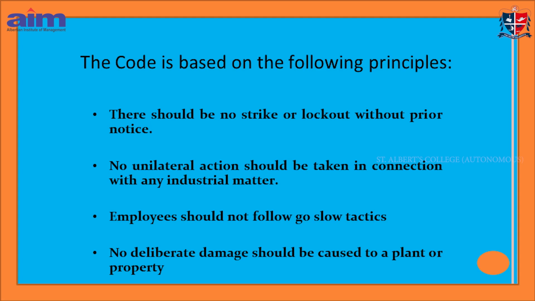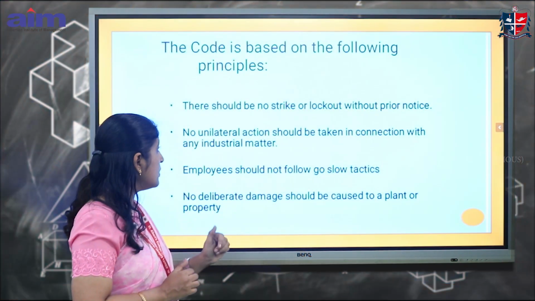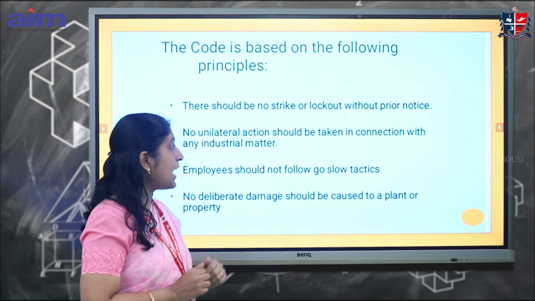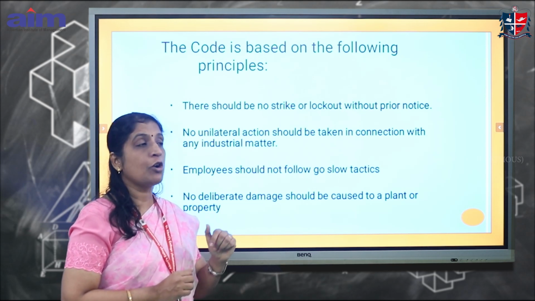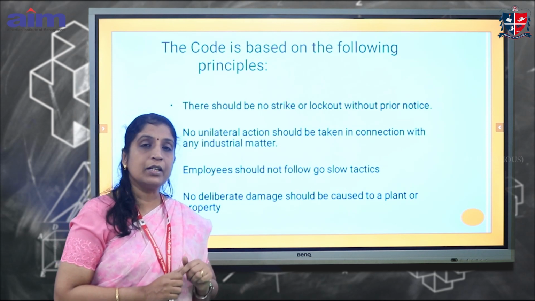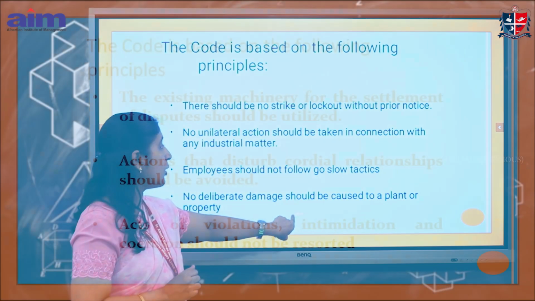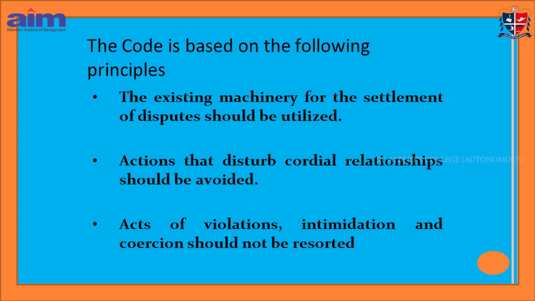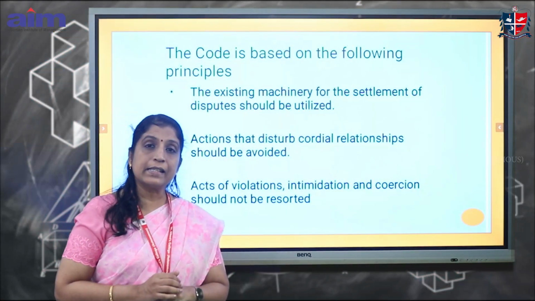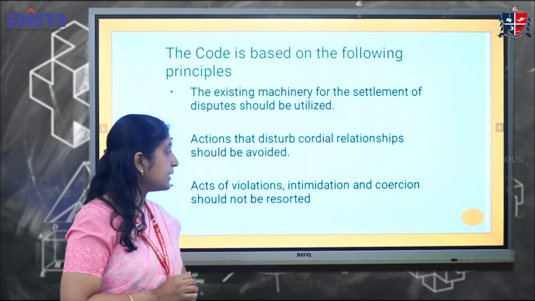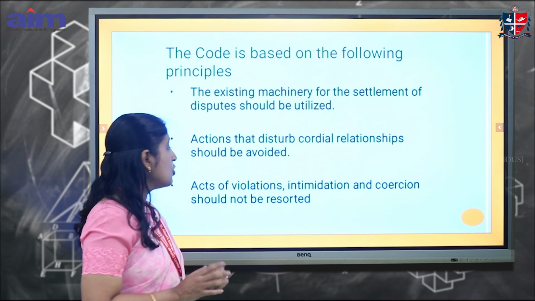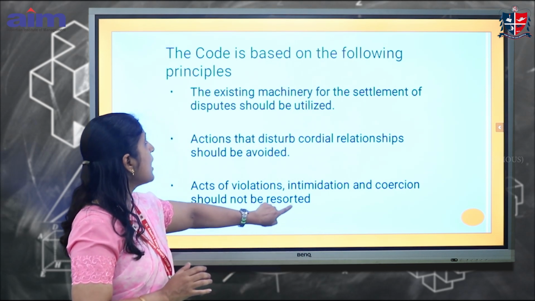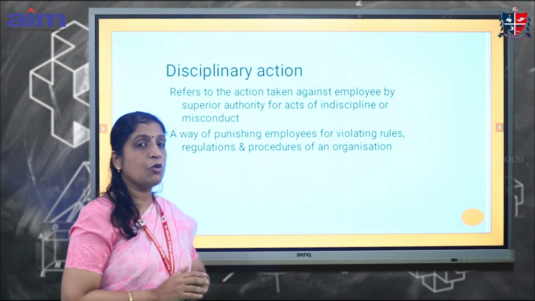There should not be a strike or lockout without prior notice. There should be no unilateral action in connection to any industry matter. The employees should not follow slow tactics, and no deliberate damage should be caused to plant or property. There are also others wherein the existing machinery should be utilized, and actions that disturb cordial relationships should be avoided, and finally, acts of violence, intimidation, and coercion should not be resorted to. See, these are just some of the rules based on the code of discipline.